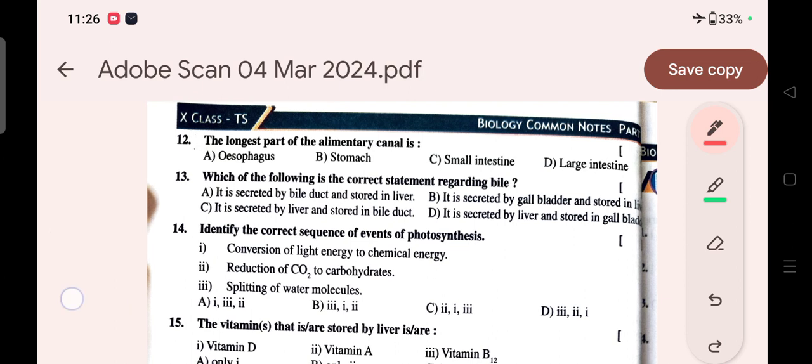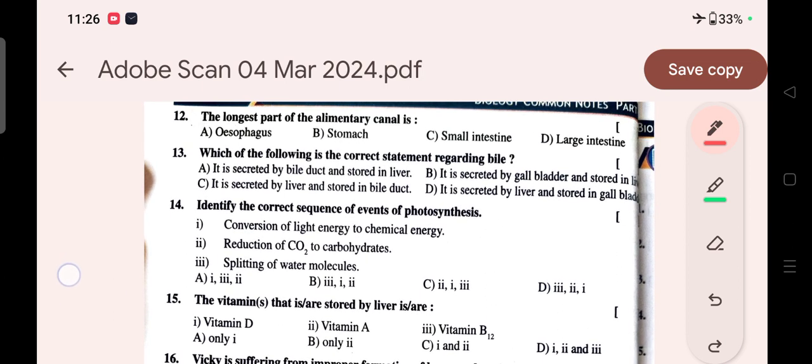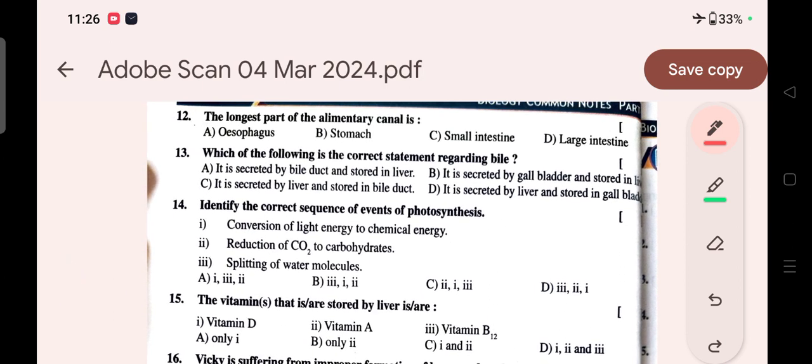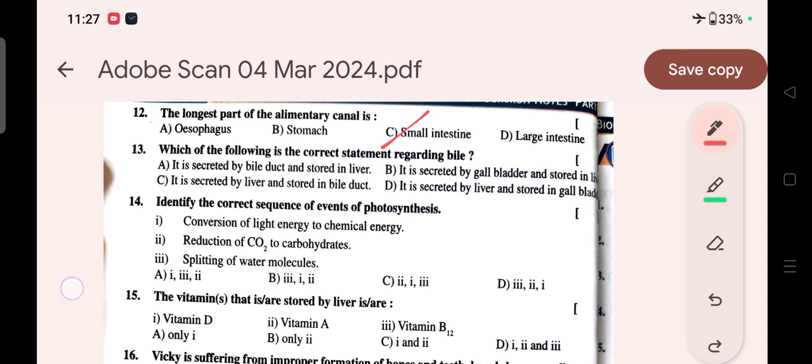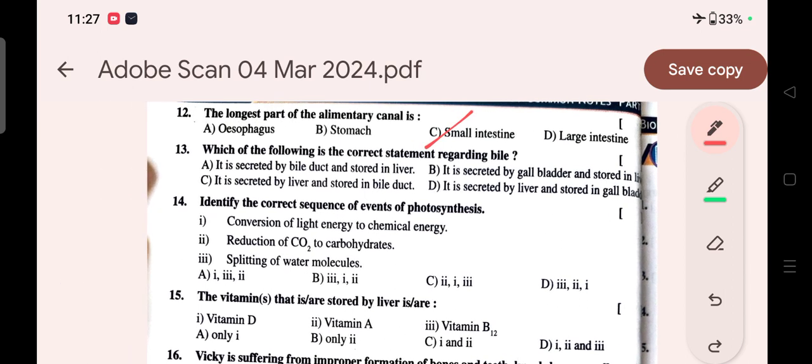Next, the largest part of the alimentary canal is the small intestine, 7 meters. Which of the following is the correct statement regarding bile? Option D is the correct answer. It is secreted by the liver and stored in the gallbladder.